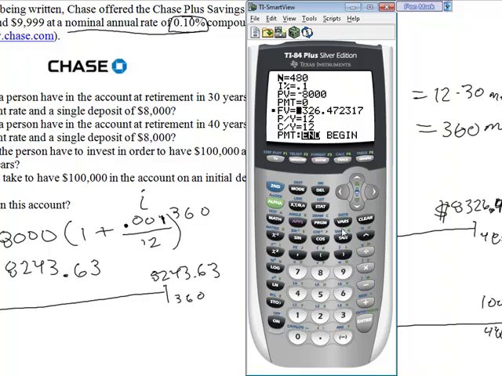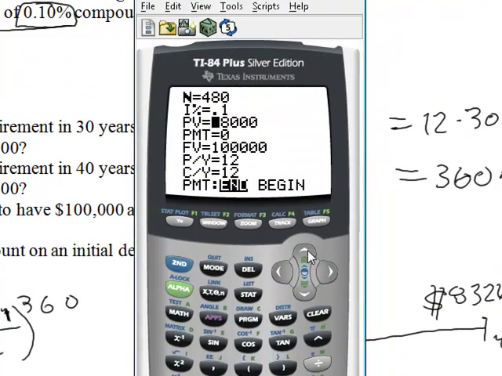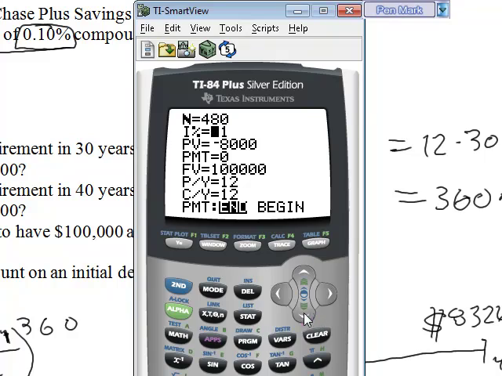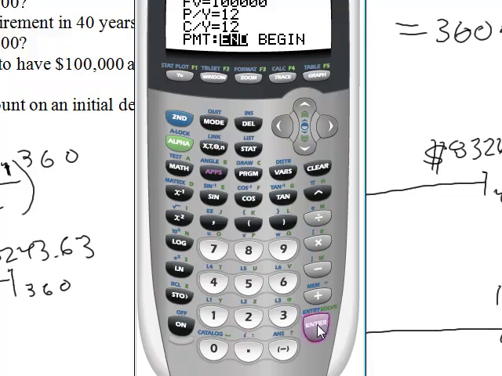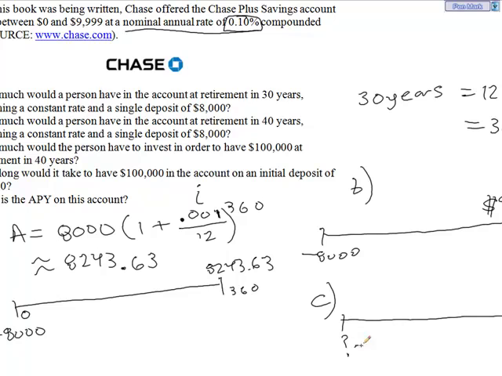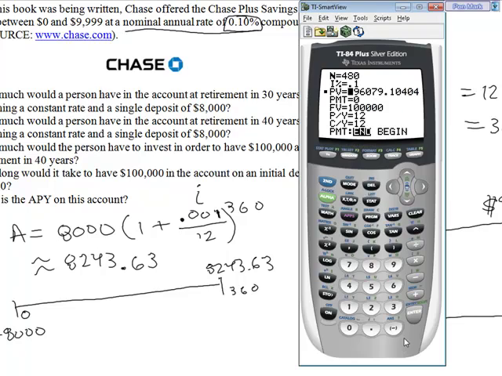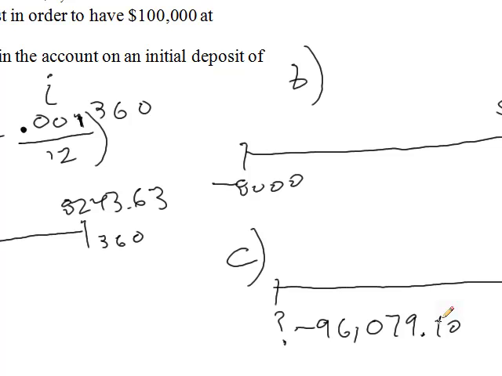So I know that my future value is going to be an inflow of 100,000. I'm going to get that money at that time. No payment, and this is going to be 480 months at 0.1% APR. And now I'll calculate the present value. So I pretty much have to put in the entirety of that dollar amount, $96,079.10. And that is a considerable amount of money to be able to put in, to be able to have $100,000 in 40 years.